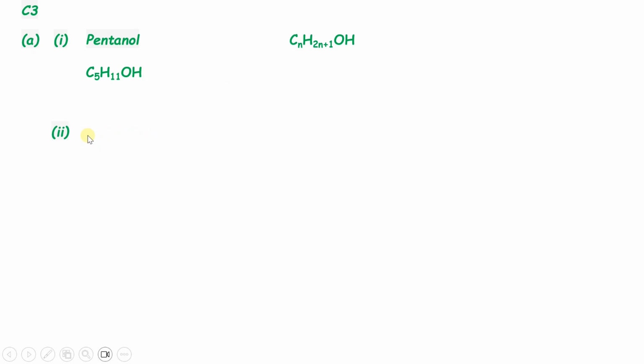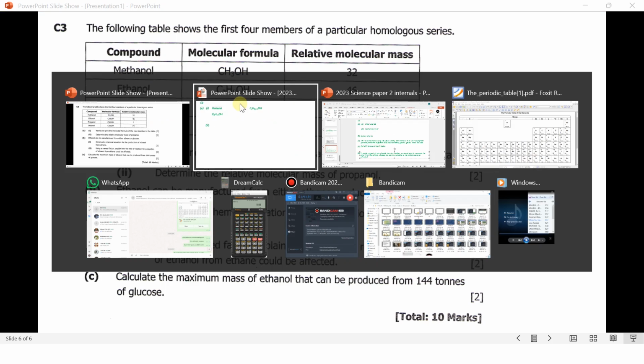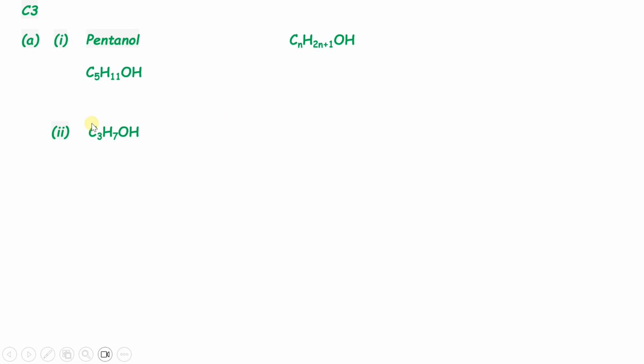Then part 2, where we say determine the relative molecular mass of propanol. So what will be the relative molecular mass of propanol here? To find it, we add the relative atomic masses of each atom. Here carbon is 12, hydrogen 1, oxygen 16, here 1.